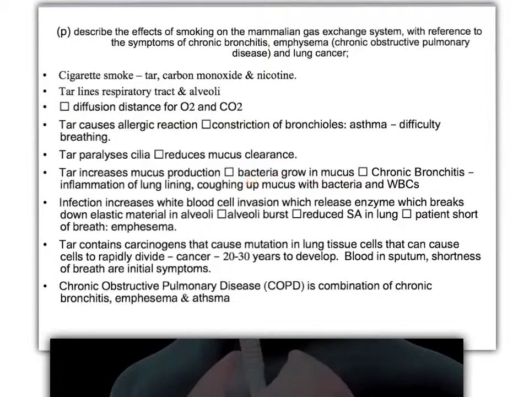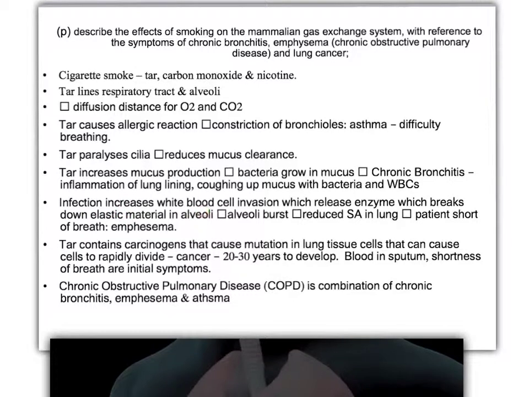that mucus, and that leads to chronic bronchitis, or inflammation of the lung due to the bacteria causing infection in the lining of the bronchioles, which leads to coughing up mucus with bacteria and white blood cells in it. The increased coughing also causes damage to the alveoli, and I'll look at that later when we look at emphysema.